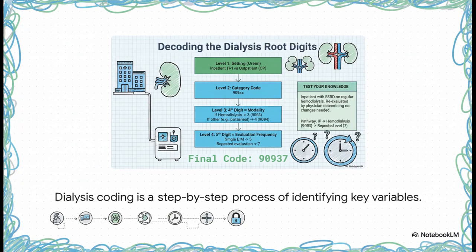Okay, take dialysis. All we have to do is follow the flowchart. Our case here is an inpatient with end-stage renal disease. So, level 1, inpatient. That leads us to level 2, the 909 category. The modality was hemodialysis, which makes that 4th digit a 3. And because it was a repeated evaluation, the 5th digit becomes a 7. And there's our final code, 90937. No guessing, no interpretation, just pure logic.